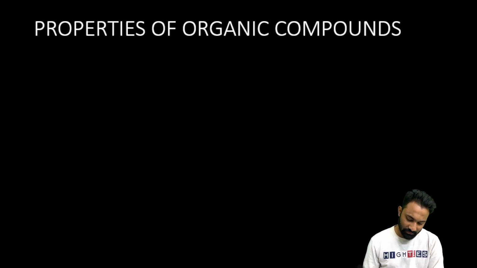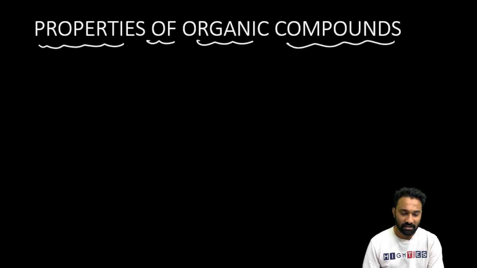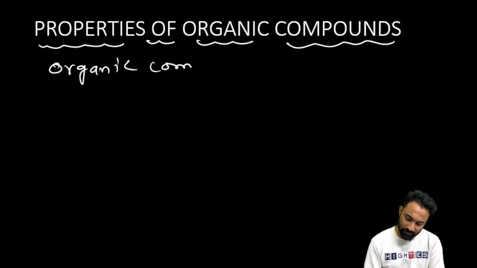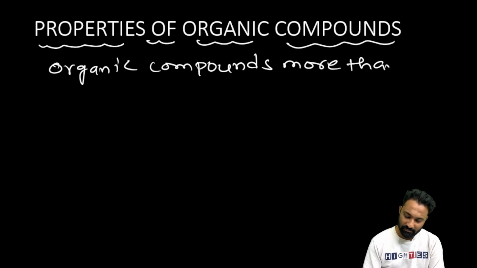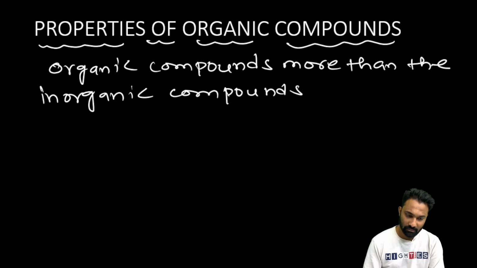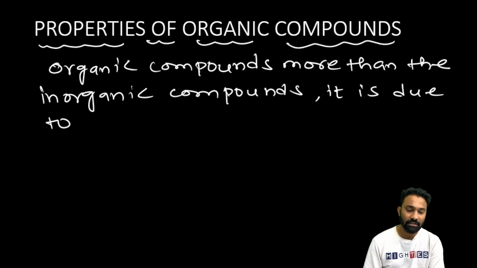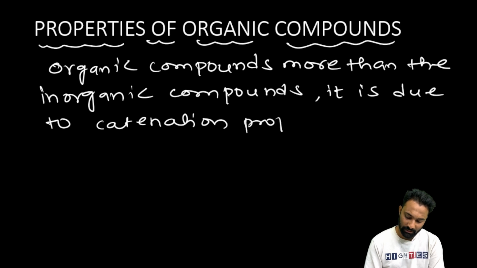Next we are going to see the properties of organic compounds. What is the meaning of properties of organic compounds? In general, organic compounds are more numerous than inorganic compounds. Here it is due to the catenation property.